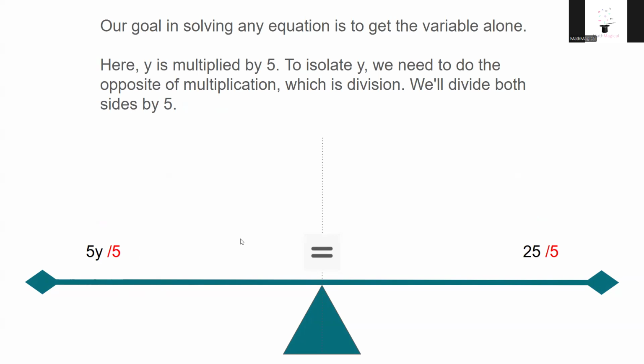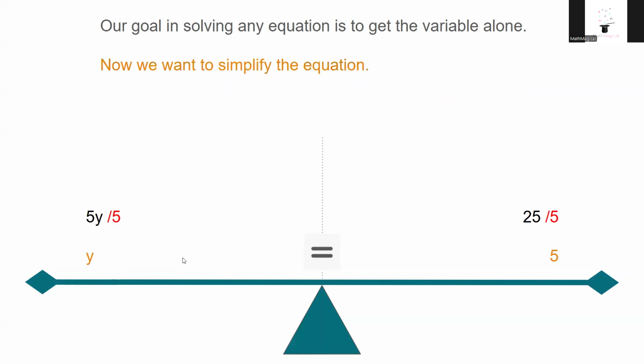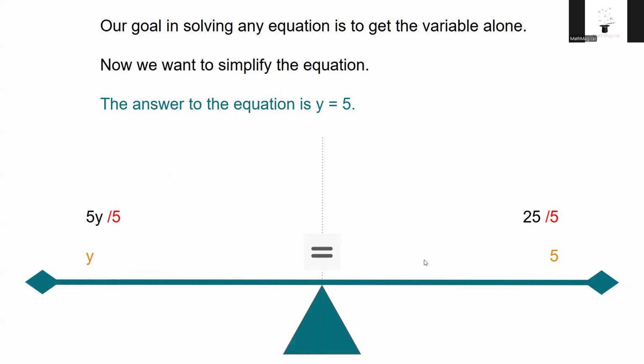To isolate y, we need to do the opposite of multiplication, which is division. We'll divide both sides by 5. That is shown here in red. So 5y divided by 5 becomes just y. 25 divided by 5 is 5. So the answer to the equation is y equals 5.